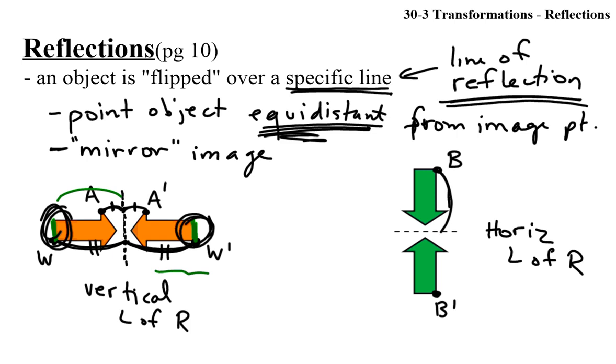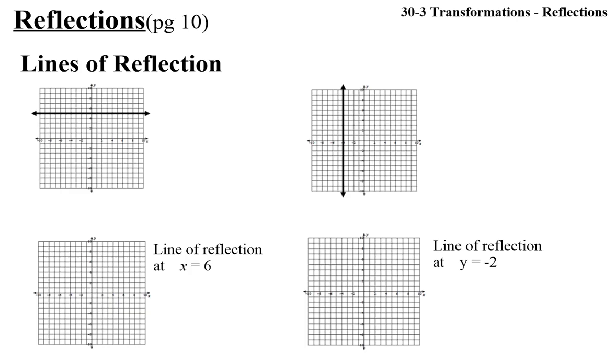Distance from my object to the line of reflection is equal to the distance from the line of reflection to my image point. And why is this a mirror image? Well, because the top of my arrow after my reflection becomes the bottom. So mirror means everything switches around. So that's what we're looking at with a reflection. That's the key. It's not just to flip it, but to keep everything equidistant.